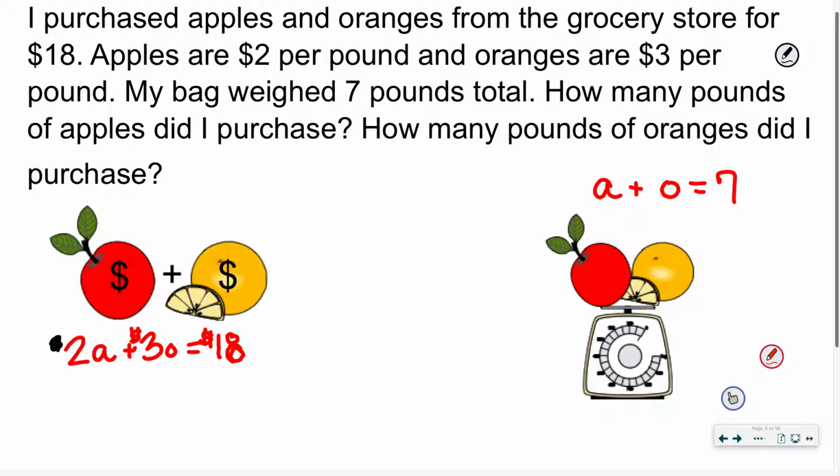What does the 2A represent? Is the term 2A just telling us it's $2 per apple? No, $2 per pound. So what would the term 2A represent? The total for all apples, because I don't know how many. What if we bought 5 pounds of apples? That wouldn't be a 2, it'd be a 10. And how about the 3O? If 2A is the total cost of apples, 3O is the total cost of oranges, and those totals together make up $18.